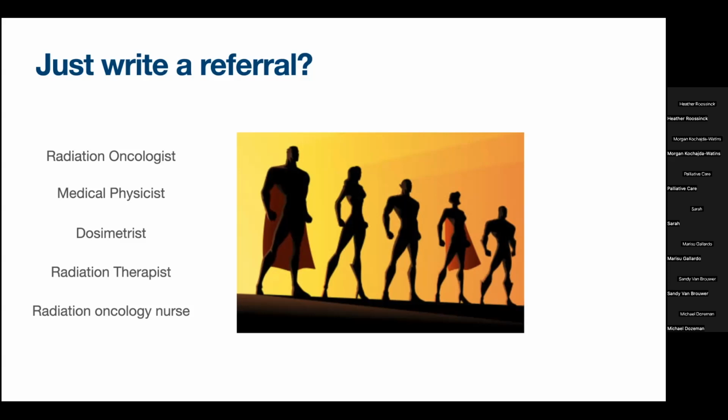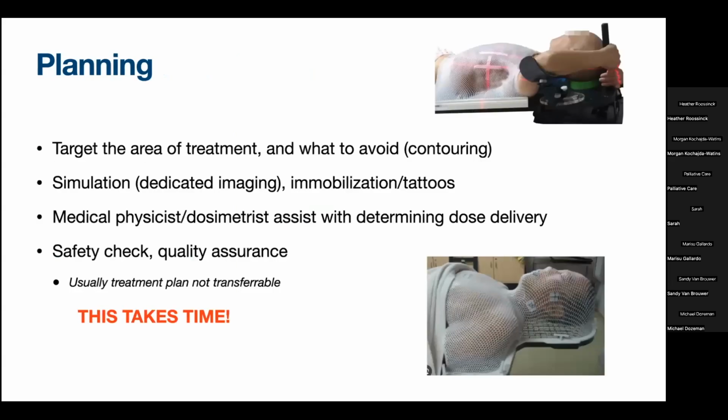And then often a radiation oncology nurse is dedicated to do the coordination of care and getting people moved through the department. So what is involved in the planning? It's a pretty involved process. So targeting the area of treatment and what to avoid, which is called contouring. Usually that's done with a simulation trial with a dedicated imaging down in the radiation oncology department.